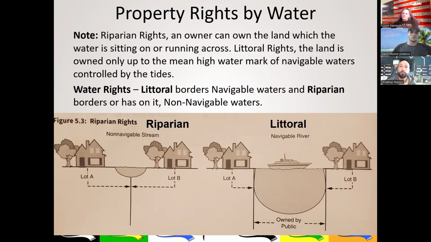You guys ever go to the beach and see the stains in the sand where the water was up to when it's low tide and the tide is out? If you have a beachfront property there, you only own the land up to that stain in the sand, not beyond that. Beyond that, it's publicly owned.